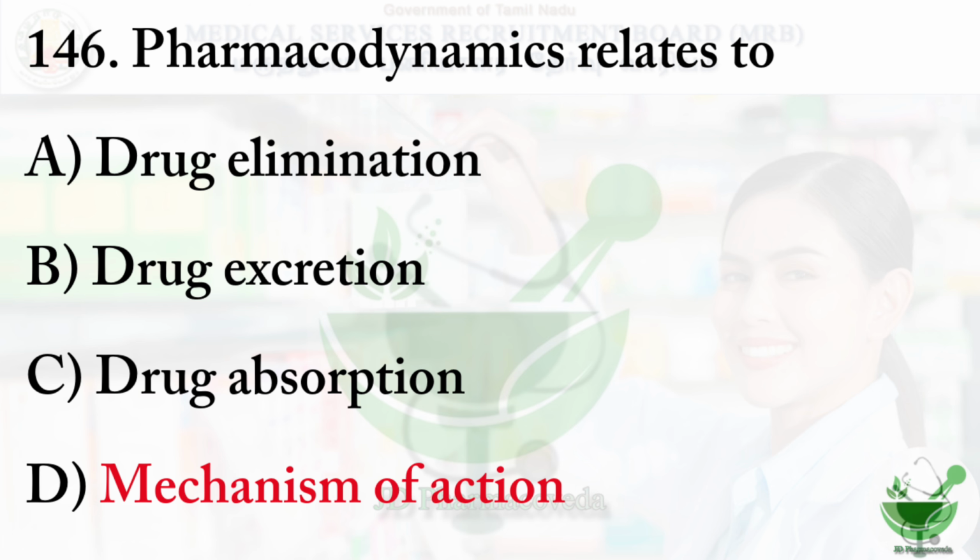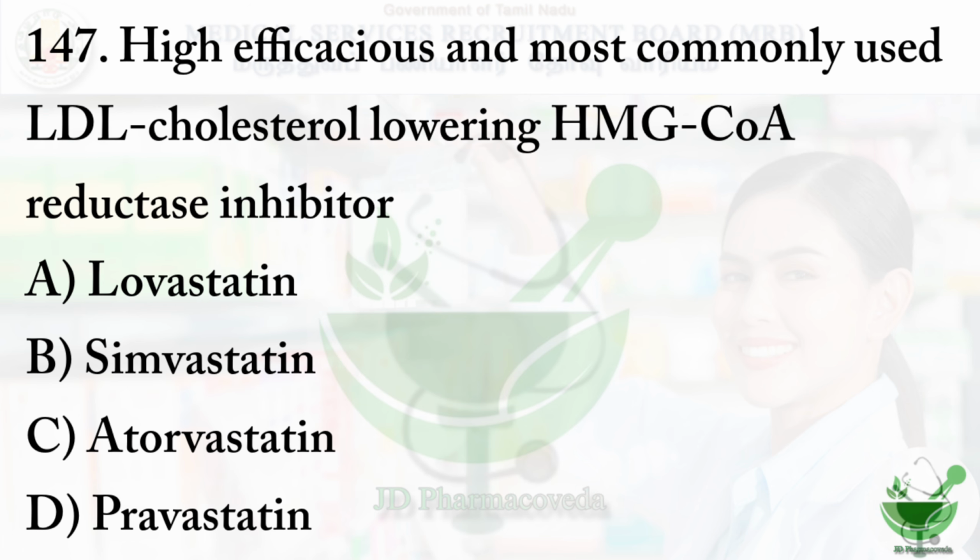Then question number 147, highly efficacious and most commonly used LDL cholesterol lowering HMG-CoA reductase inhibitor. Option A, lovastatin. Option B, simvastatin. Option C, atorvastatin. And option D, pravastatin. So the right option is option C, atorvastatin. It has high potency with LDL lowering capacity also.